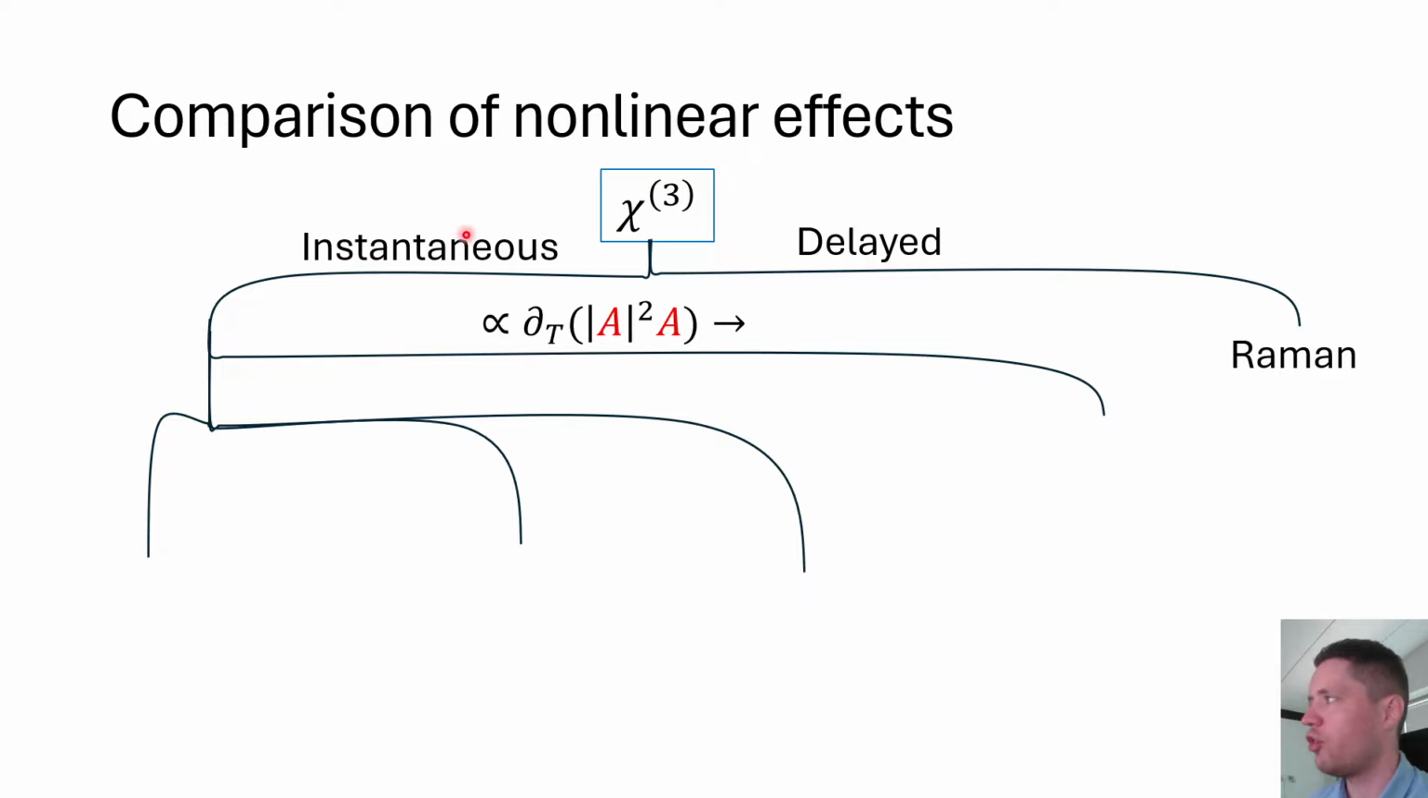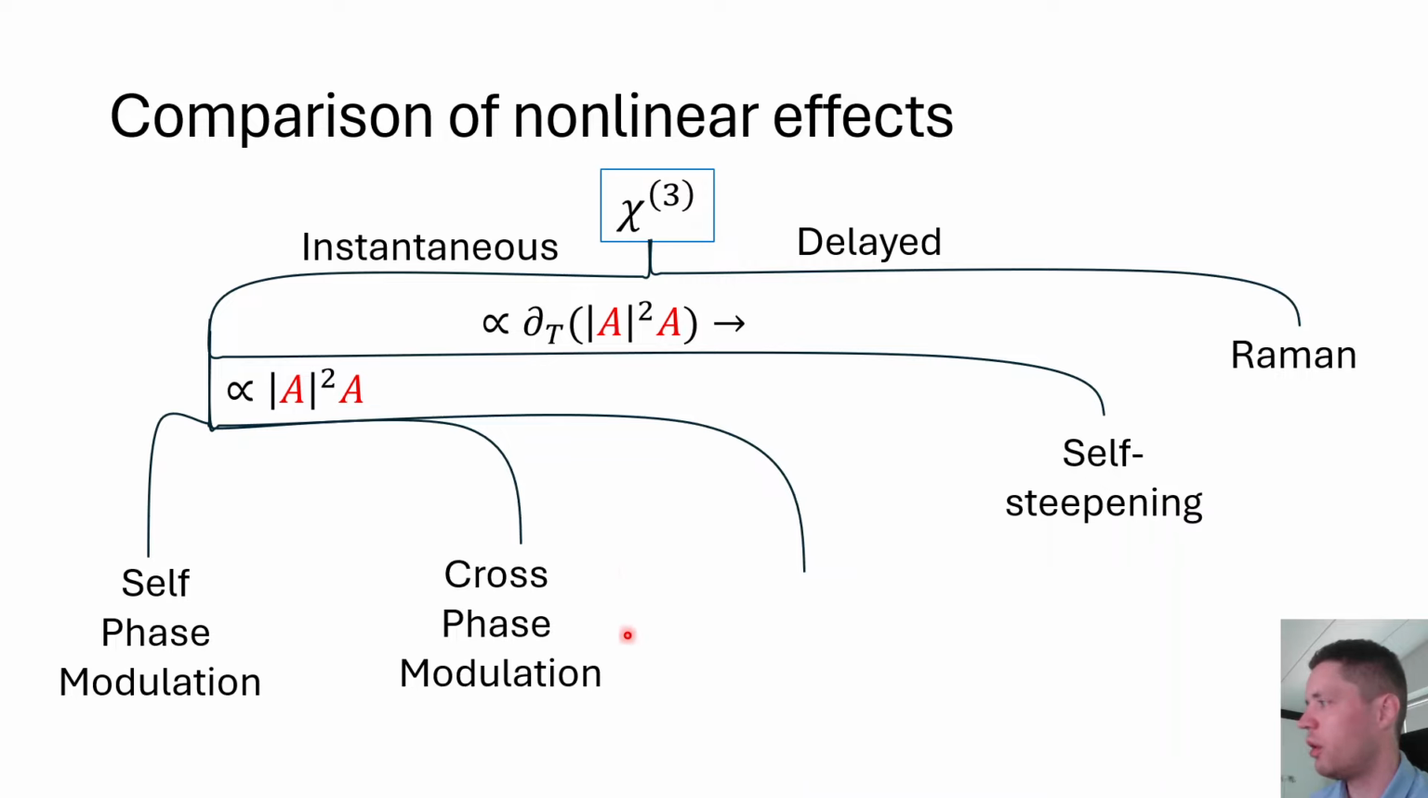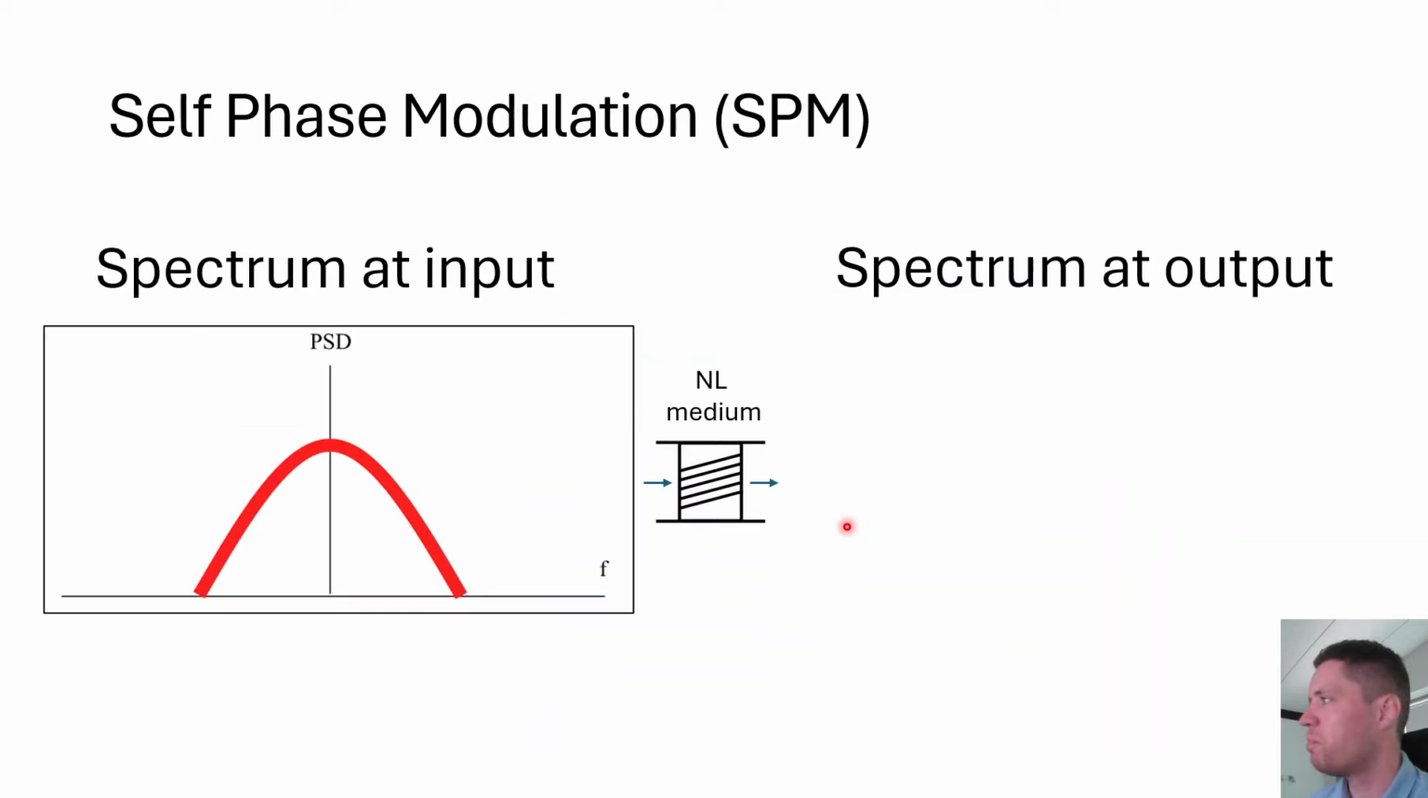And essentially this molecular vibration is what we refer to as the Raman effect. If we look at the instantaneous contribution, if it depends on the gradient of the power in the field, then we get what's called self-steepening. And if we look at the terms that depend on the power in the field directly, then we get self-phase modulation, cross-phase modulation, or possibly four-wave mixing. So let's take a look at what each of these effects will do to the spectra.